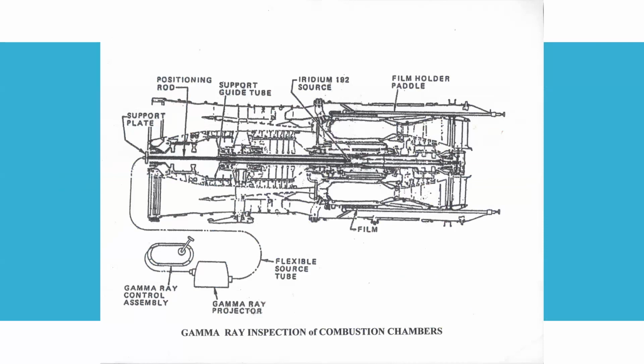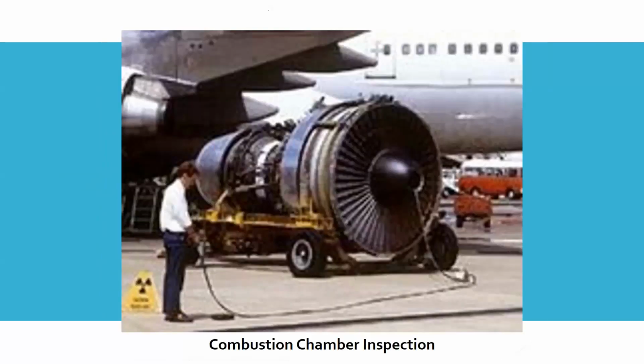source through the spinner, down through the center of the engine, a certain distance back. Here's your turbines back here on the right. It's going to be in the area of the combustion chamber. And then they've placed a piece of film just outside the combustion chamber, in like the bypass or something like that. And it looks like this when you have it set up outside.